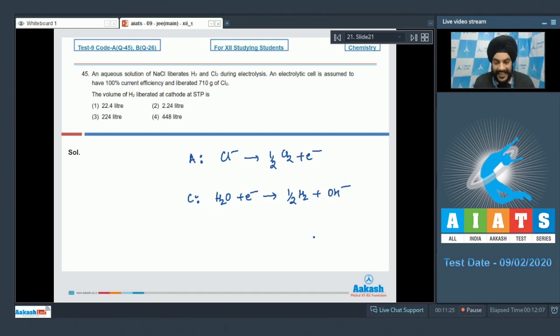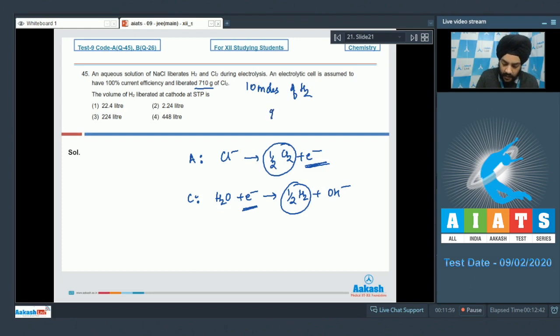Okay. So from this reaction, students, we can clearly see that for every 1 mole of electron, there is half mole of Cl2 and half mole of H2 which is getting evolved. It means that the moles of Cl2 and H2 are going to be equal. If we talk about the moles of Cl2, students, it is given to us that 710 grams of Cl2 is evolved. It means that there are 10 moles. So there are 10 moles of H2 as well. So the volume at STP, students, is going to be 22.4 times the number of moles. So this shall be equal to 224. So students, for this question, we have to mark the correct answer as option 3. Let us look at the next question now.